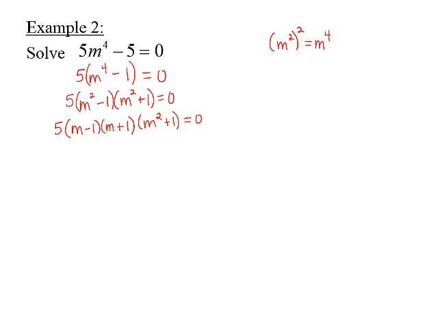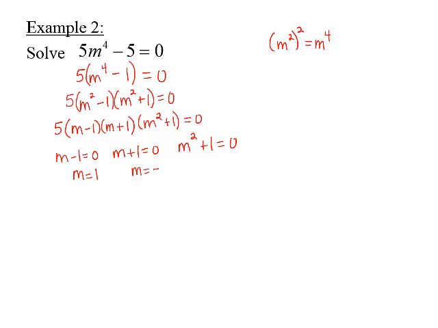So we write this as 5 times m minus 1 times m plus 1 times m squared plus 1 equals 0. To solve this, we set the variable factors equal to 0 to get m minus 1 equals 0, m plus 1 equals 0, or m squared plus 1 equals 0. So remember, we're trying to find what values of m we can substitute into this equation to get a true statement. One of those values is positive 1.